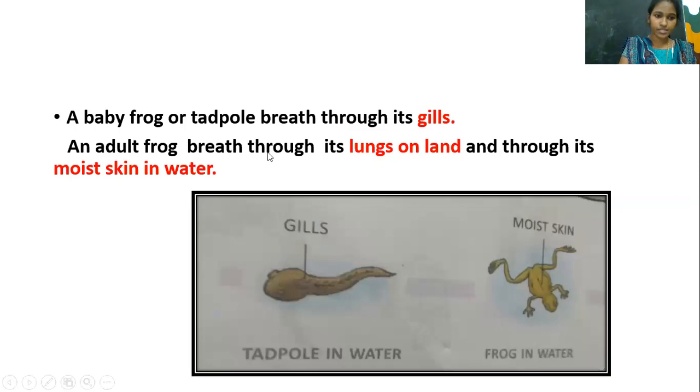Okay. Next listen. Here, picture of tadpole and frog. This tadpole breathe through gills. Tadpole means baby frog. That breathe through gills.